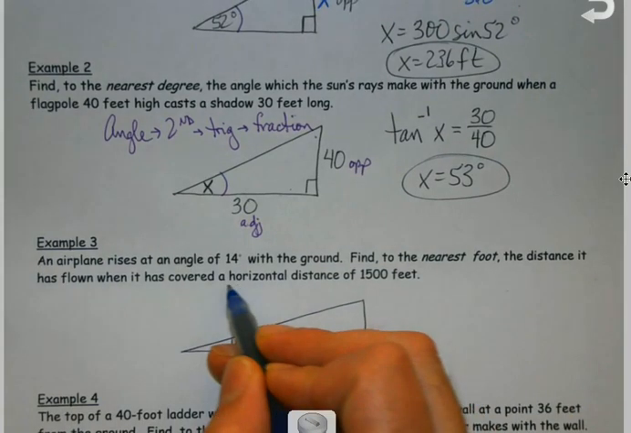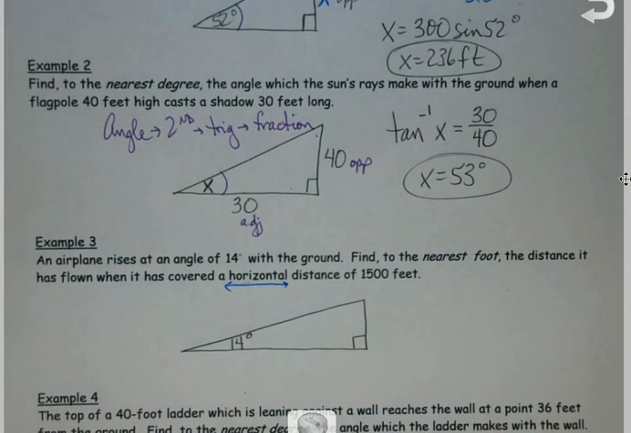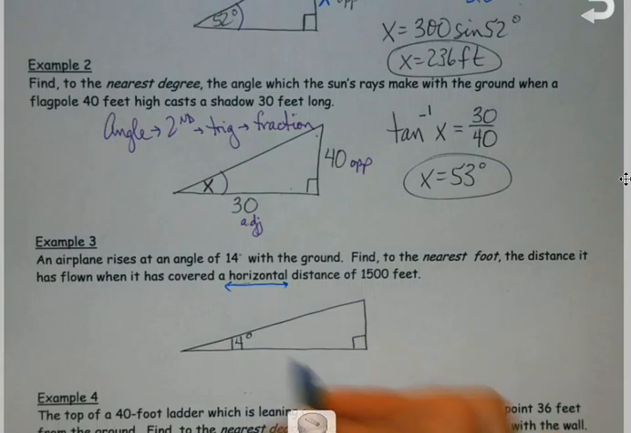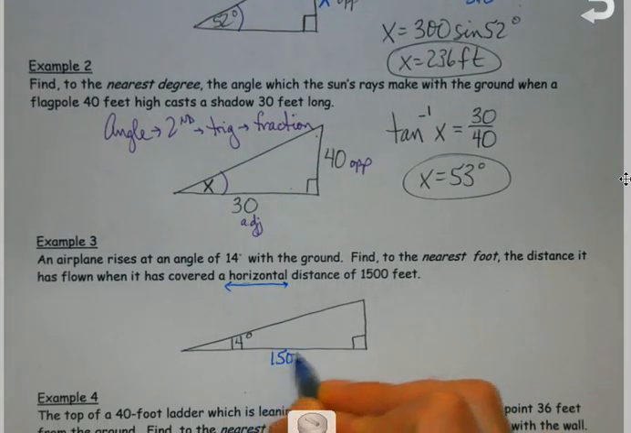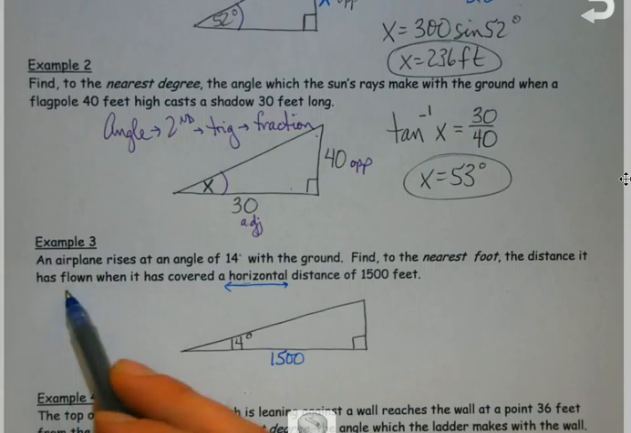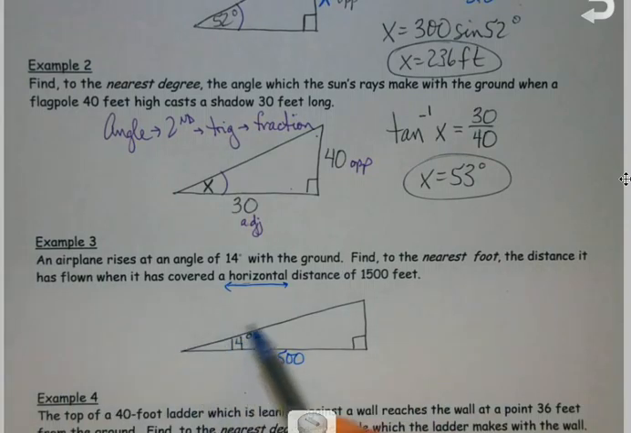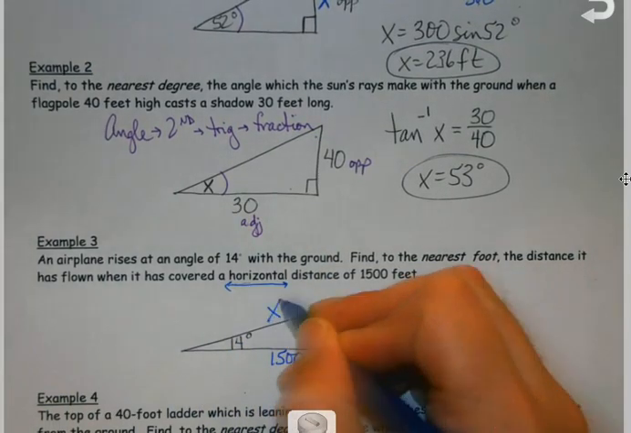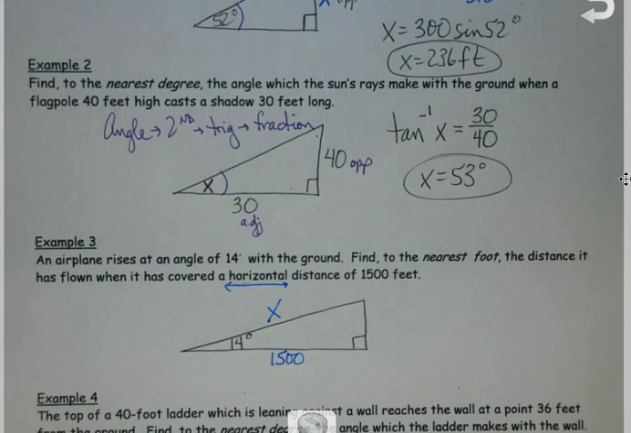Okay, horizontal just meaning it's a straight line going side to side. Well, where does that occur? That occurs down here. So what am I trying to find? The distance it has flown. So it takes off, and there it's flying. So that's what I'm looking for. It doesn't say how high it is off the ground. It says how far it has flown.